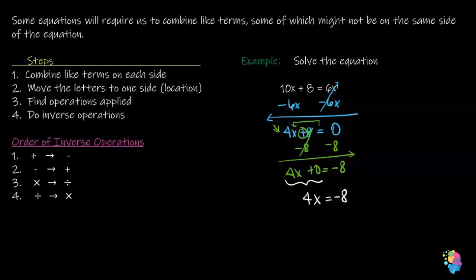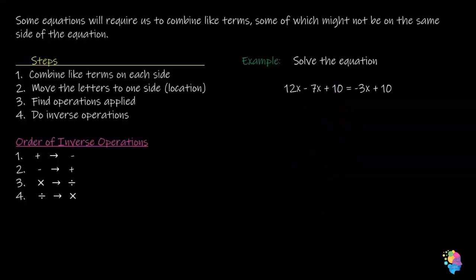Now I need to undo the multiplication by 4. And the way we do that is by dividing both sides by 4 because the opposite of multiplication is division. Very carefully here, 4 divided by 4, remember that turns into a 1x. And on the right side, negative 8 divided by 4, well, 8 divided by 4 is 2. And because they have different signs, that becomes negative. Now we can further simplify our answer because we know that 1x is just the same as x. So our solution is x is equal to negative 2.